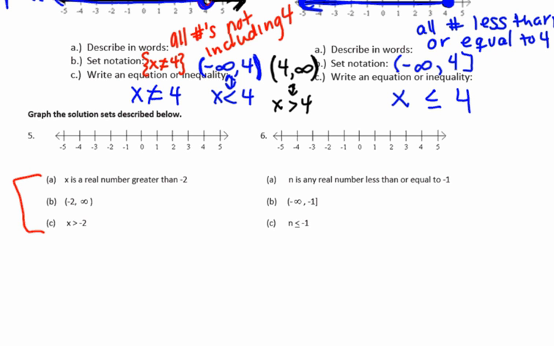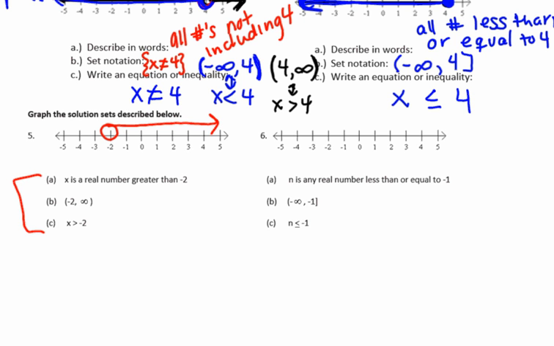So reading the words for number 5, it says x is a real number greater than -2. So I'm going to -2 on my number line and drawing a circle. Miss Santiago, is this -2 included in the set? No, it is not. Because it does not say specifically greater than or equal to, all right? And then I'm just going to draw my arrow to cover all the numbers greater than -2, okay?